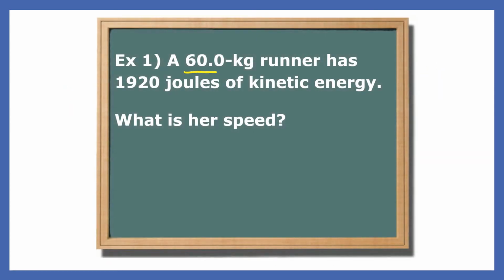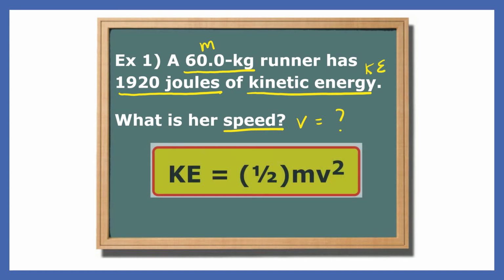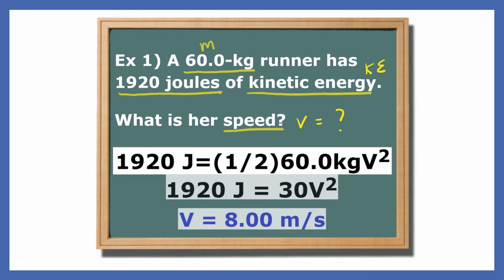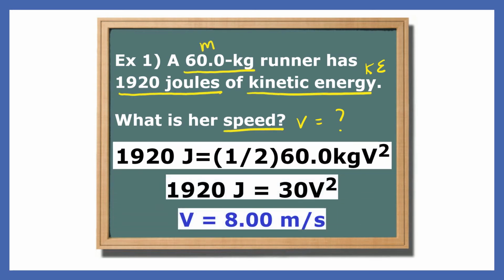All right, now let's use the kinetic energy equation. A 60-kilogram runner has 1,920 joules of kinetic energy. What is her speed? We substitute the kinetic energy and the mass into the kinetic energy equation, and you get a velocity of 8 meters per second.